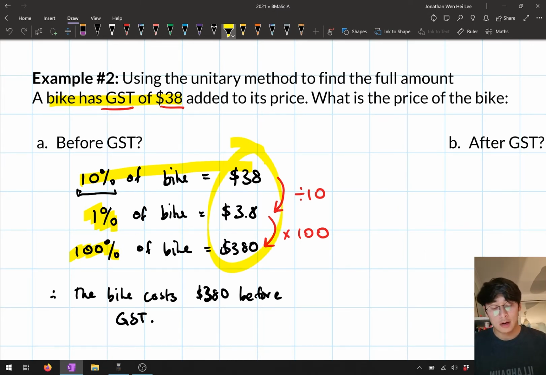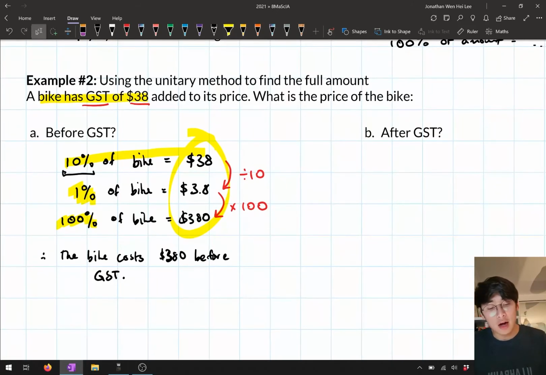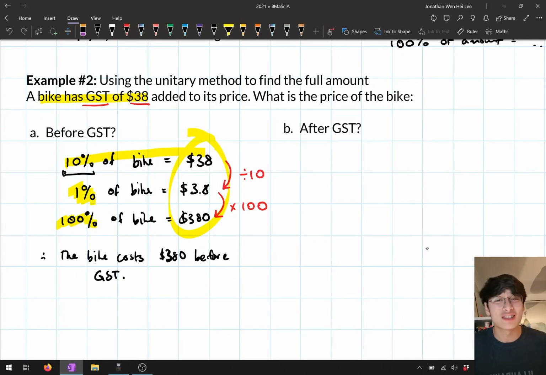Okay, part B. What is the cost of the bike after the GST? Well, this is where we need to refer back to that diagram I showed you earlier about how GST actually works. This $380 is just the cost of the bike when it gets sent out from the manufacturer, and it's how much they value the bike at. It's $380. But when they sell it, they need to add on that extra 10% of the GST.